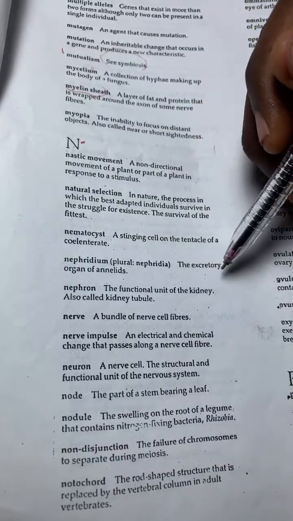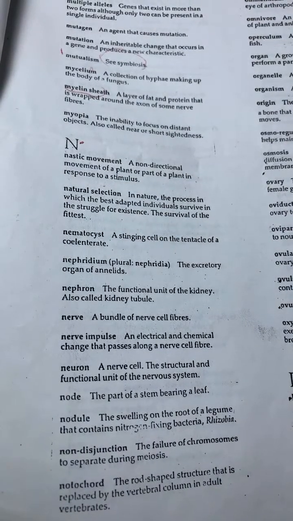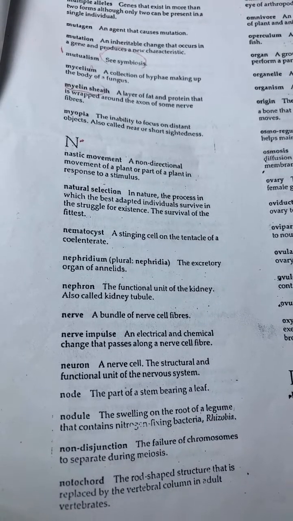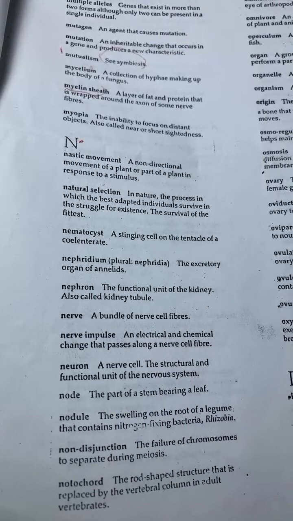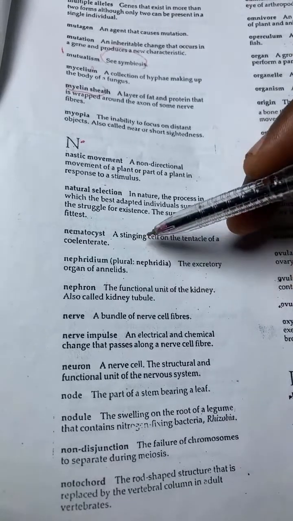We have nematocyst, a stinging cell on the tentacle of a coelenterate. A stinging cell on the tentacle of what? Of a coelenterate. Coelenterates are invertebrates. Coelenterates are what? Invertebrates.